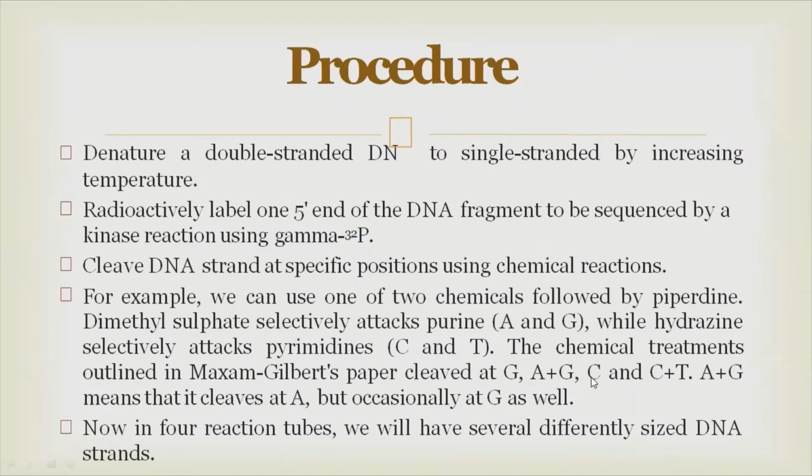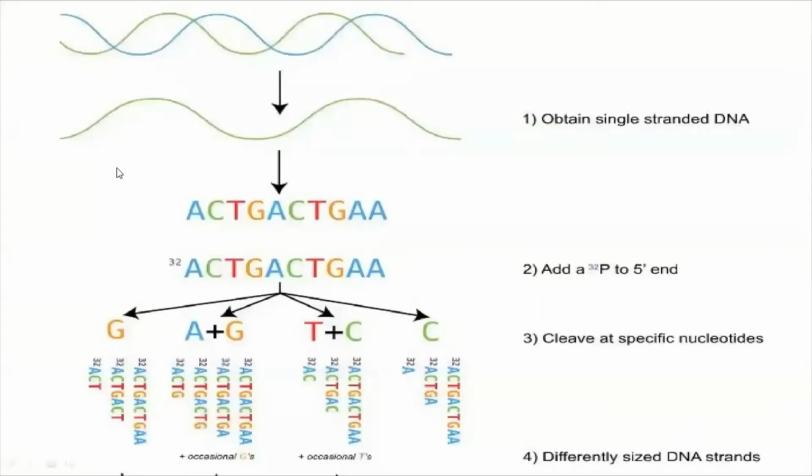Then when it finds C, it will be cleaved by piperidine, some chemical which you can selectively choose. And at C plus T, it will definitely cleave at C, and at some point it will also cleave at T. So now, in four reaction tubes, we will have several differently sized DNA strands. And this is how it will look.